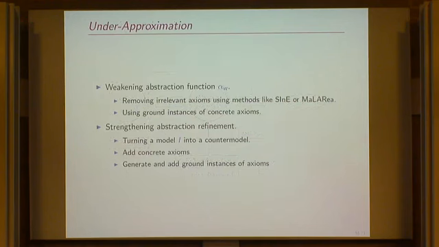Okay? And another side of the abstraction is under approximation, and under approximation is the other direction. This is a special case of what current systems are doing, like removing axioms or using ground instances or some instances of concrete axioms. So basically we construct a weaker set of problems than our original problem.